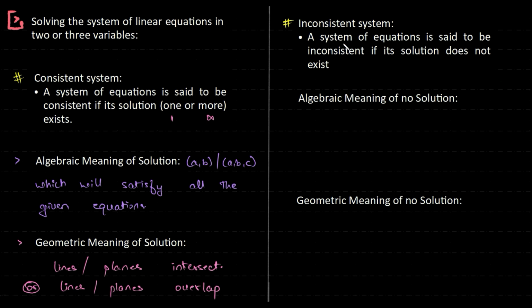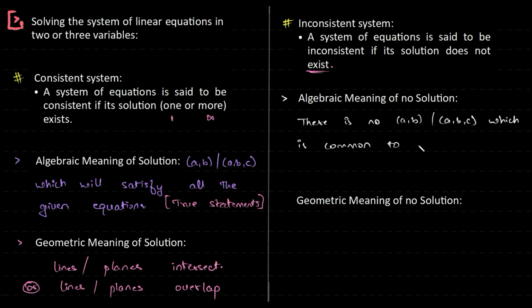So what does inconsistent mean? The system of equations is said to be inconsistent if its solution does not exist. There's no value which will make the LHS equal to RHS. A consistent system will give us true statements, and an inconsistent one will give us false statements. Let me put it across this way: there is no a and b, or x and y, or a, b, c which is common to the given equations. That's what it means.